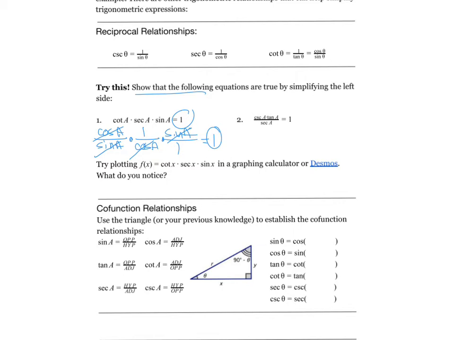Got it. Okay. Now I'll go to the second one, number 2. I'm going to work my way over to the right here. So cosecant of A is the reciprocal, 1 over sine, and the tangent of A is sine over cosine.